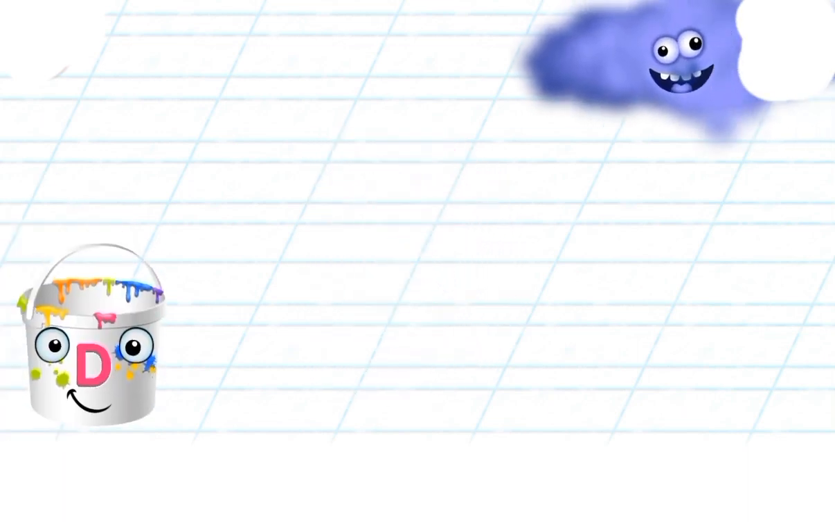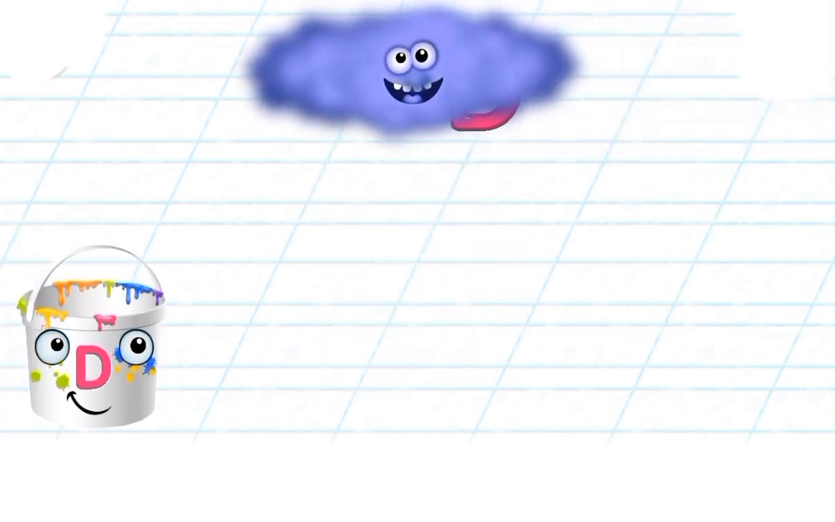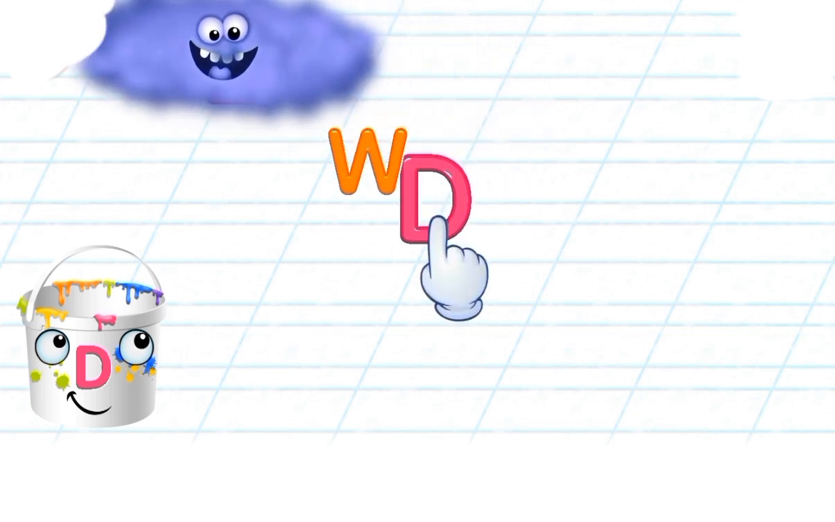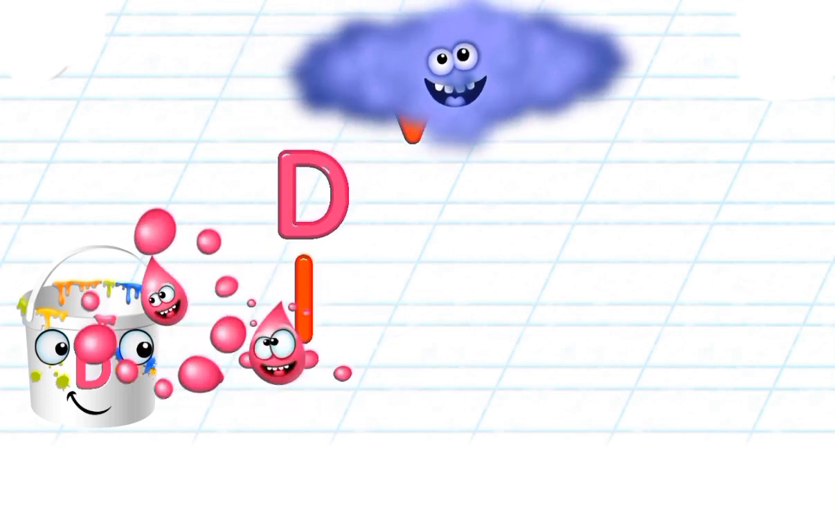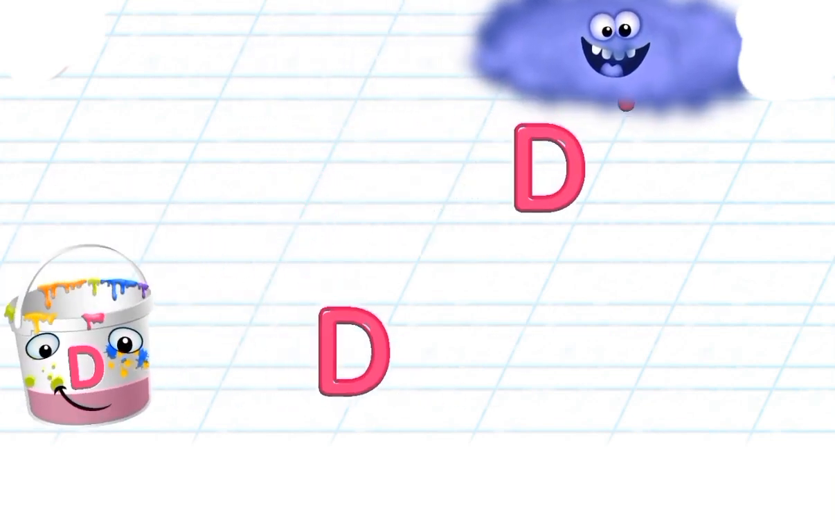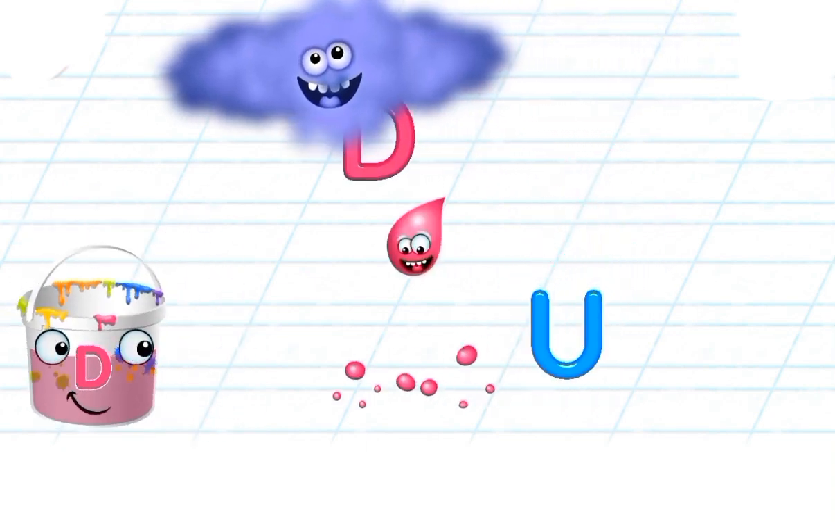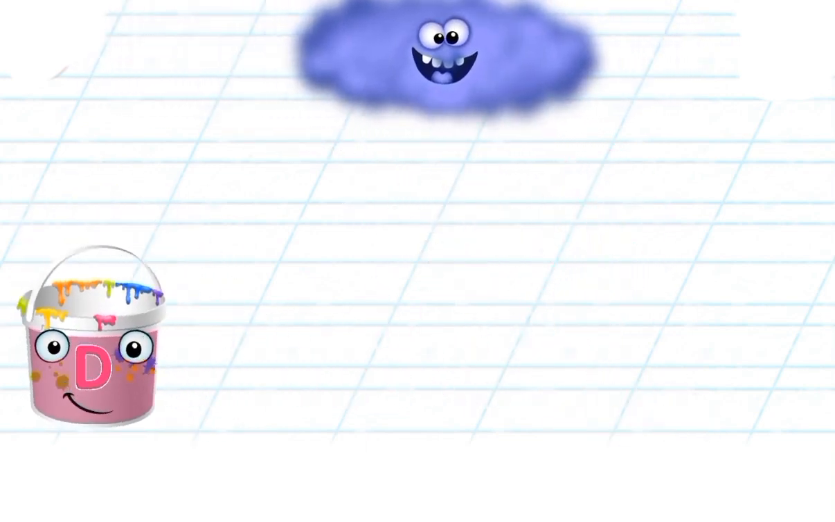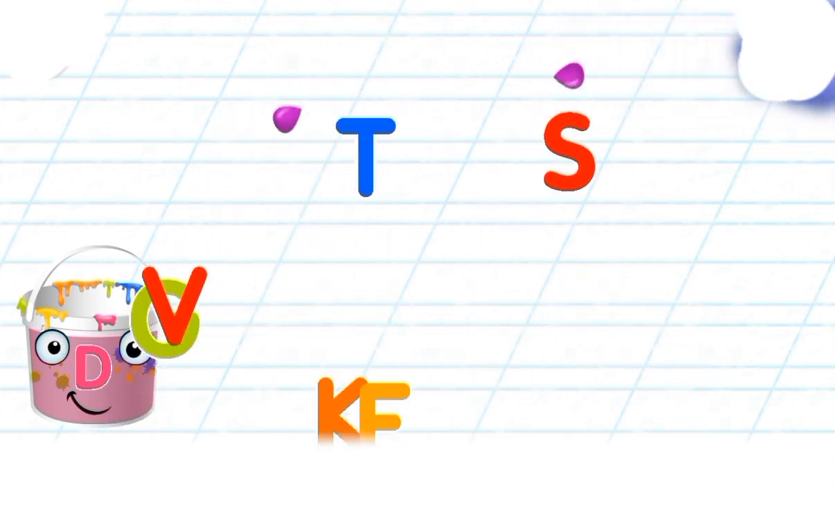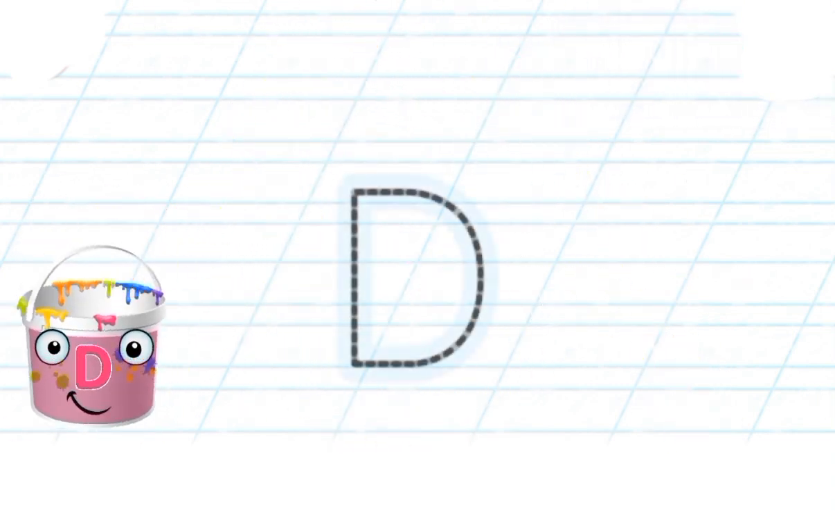This is D. What's that? A rainy cloud. D. That's W. D. We've got all D's. D, D, D, D.